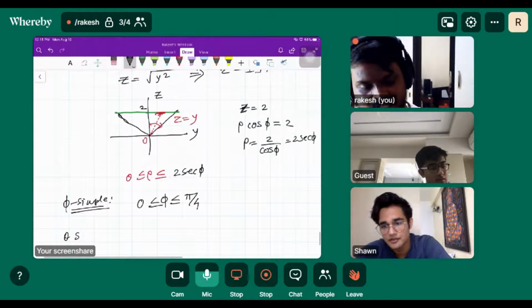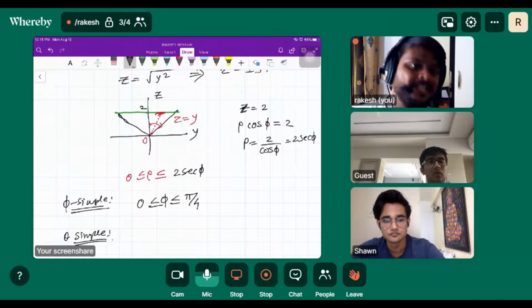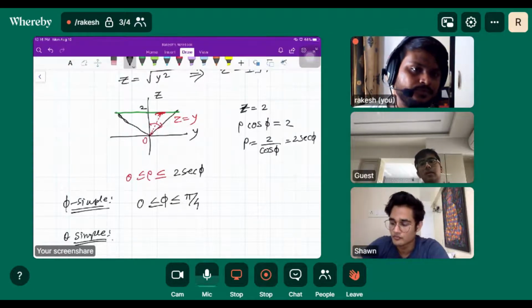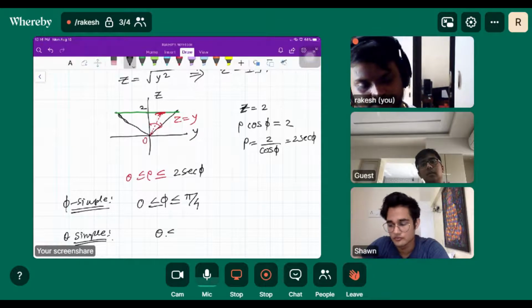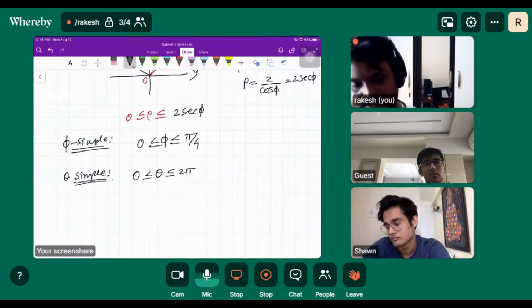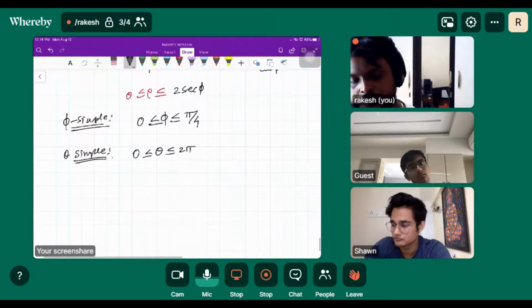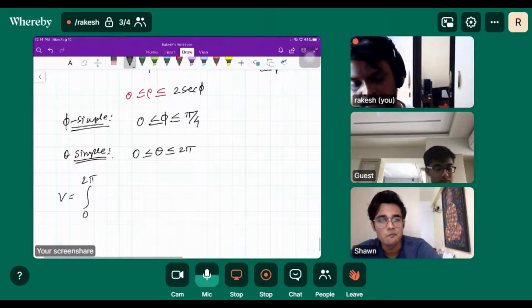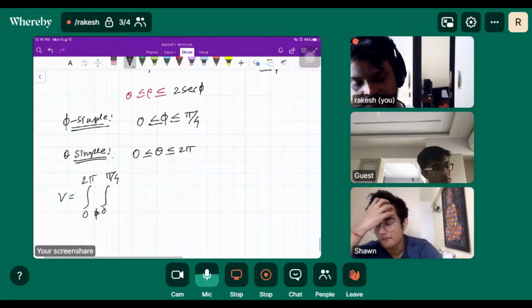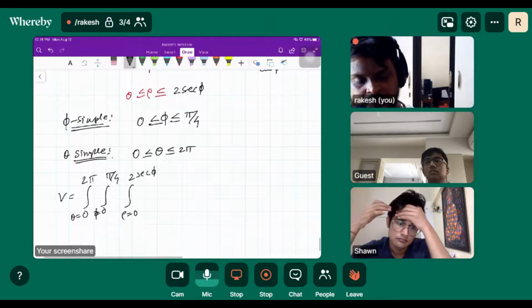What is the theta sample here? To figure out the theta sample, you always think of the level curve. 0 to 2 pi. Very good. So now we can definitely set up the integral, and we have to find out the volume here. So volume is 0 to 2 pi, 0 to pi by 4. Always write the variable, and rho is equal to 0 to 2 sec phi.